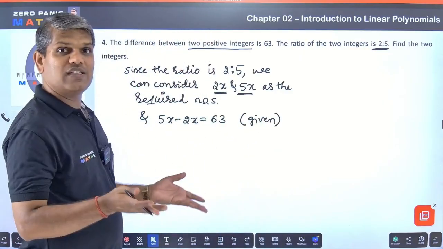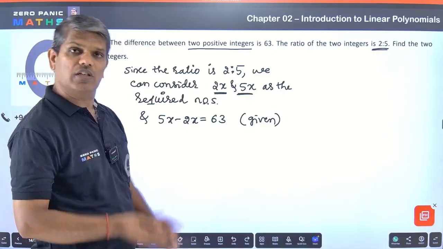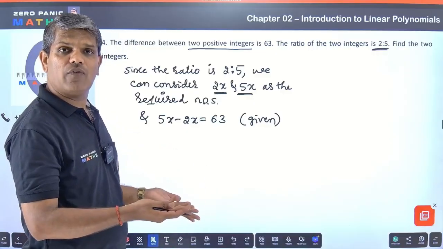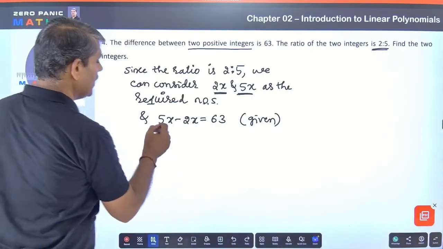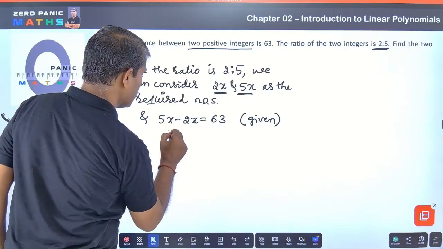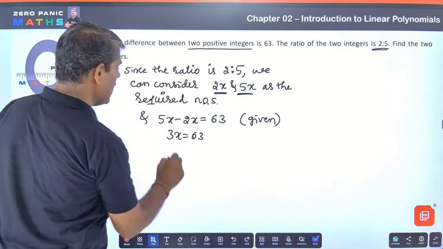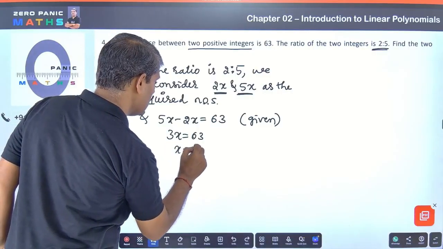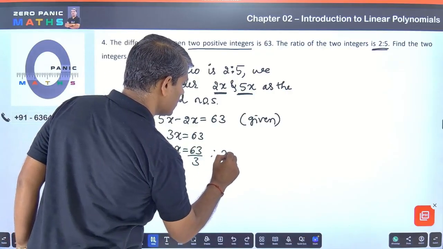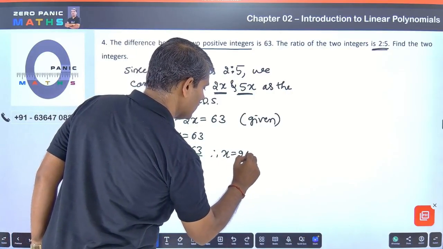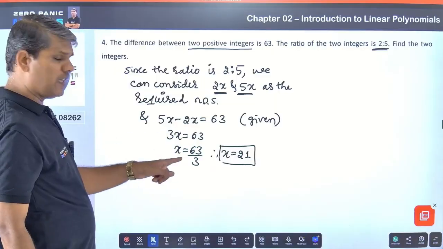See how easy it is that we converted the given problem into an algebraic equation. Solve this equation, get the value of x, then you will get the two numbers also. Now 5x minus 2x, which is 3x, is equal to 63. And what is x? x is equal to 63 divided by 3. Therefore x is equal to 21.